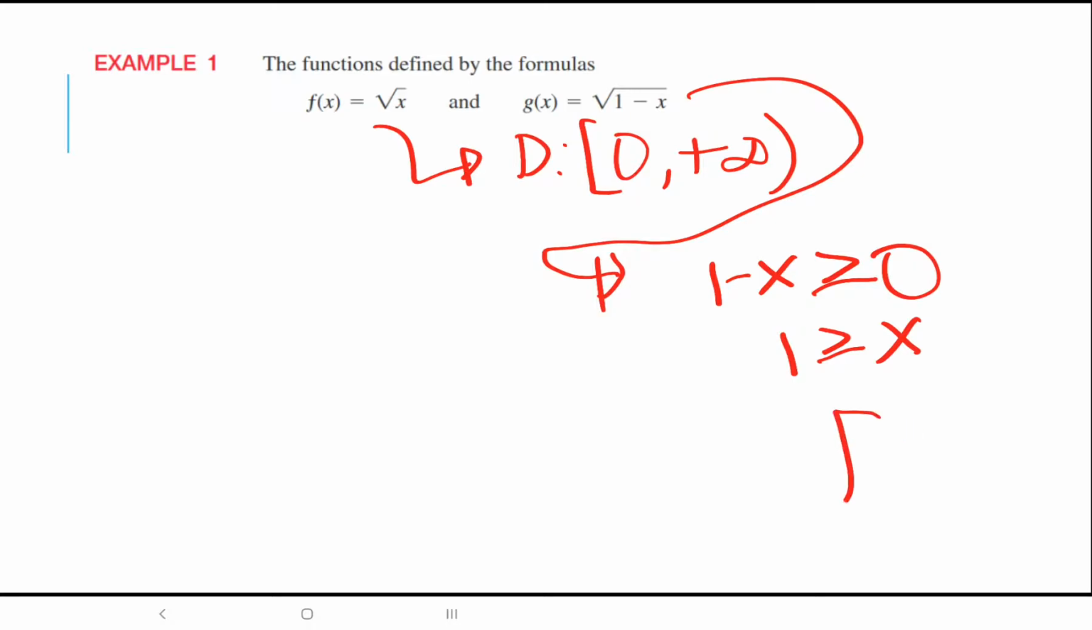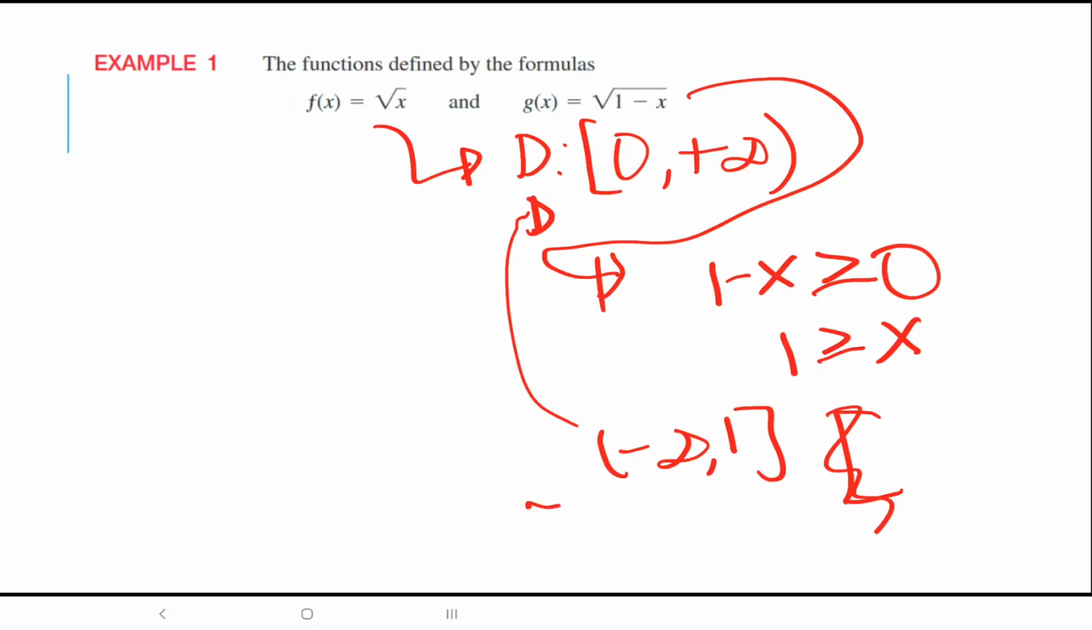So, ang domain nito basically ay from negative infinity to 1. Okay, kasi kailangan less than or equal to 1. Okay, now taking the intersection of these two sets, okay, we get 0 to 1. Okay, so yan yung intersection ng dalawang set na yan. Okay?